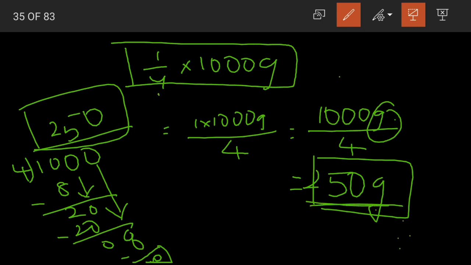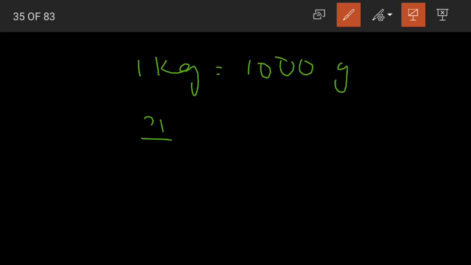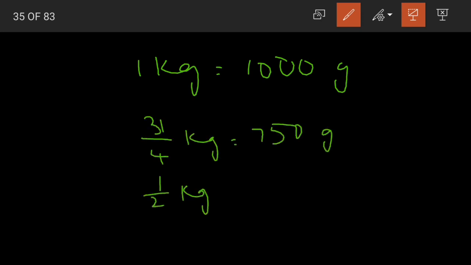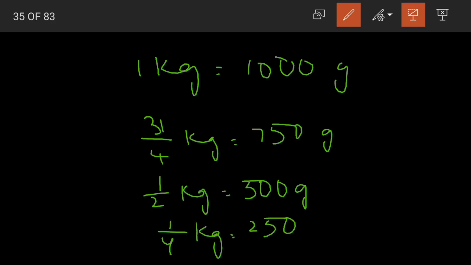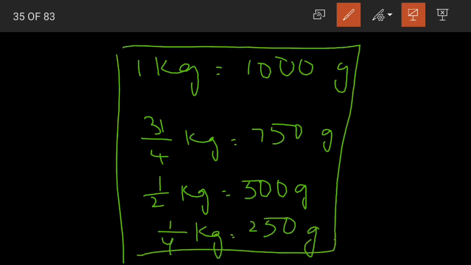So when you have 250 grams, you can say that it is 1 by 4 kg. What are the three important things here? 1 kg is equal to 1000 grams. 3 by 4th kg is equal to how much? 750 grams. 1 by 2 of kg is equal to 500 grams. And 1 by 4 of kg is equal to 250 grams, children. These are the four measurements that you have to remember.